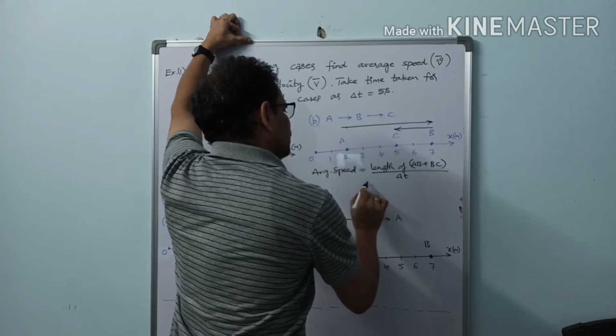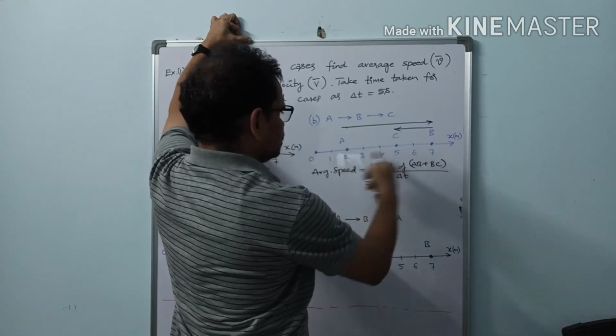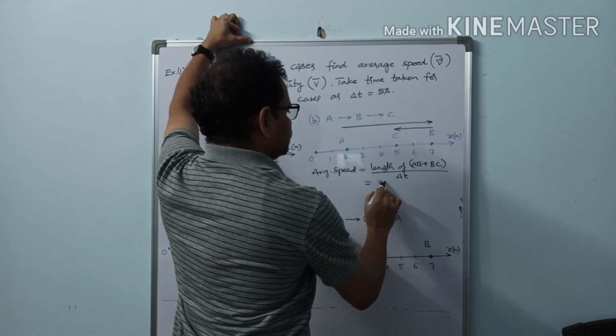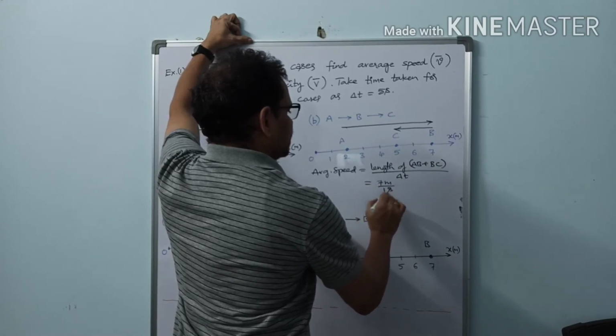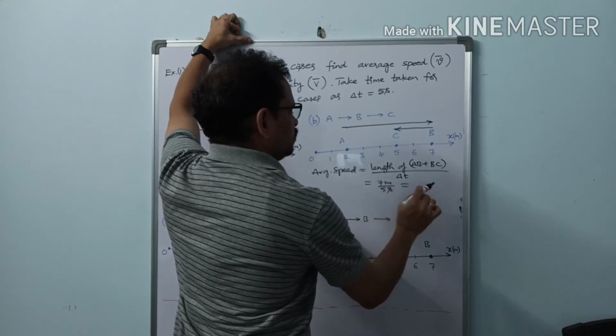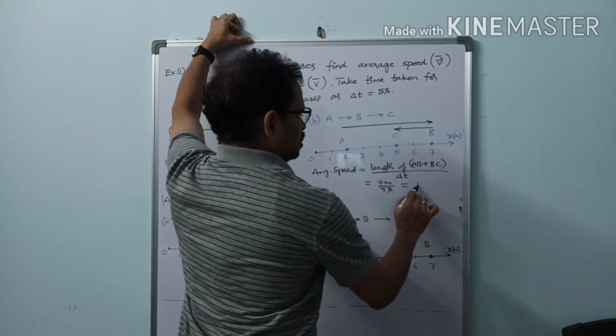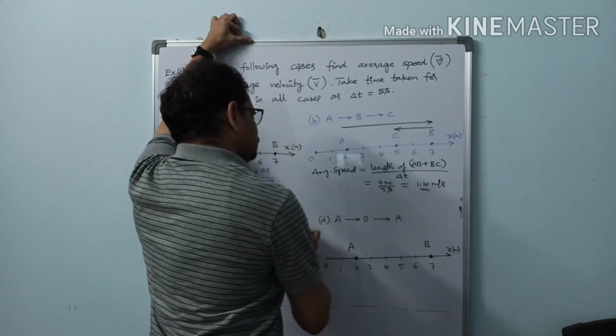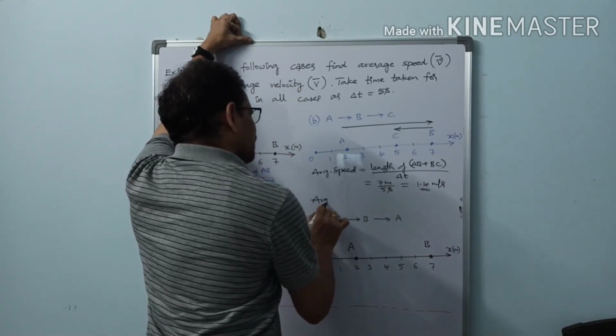So what is length of AB plus BC? AB length is 5 and BC length is 2. This is 7 meters by 5 seconds. So this is equal to 1.4 meters per second. Then what about average velocity?